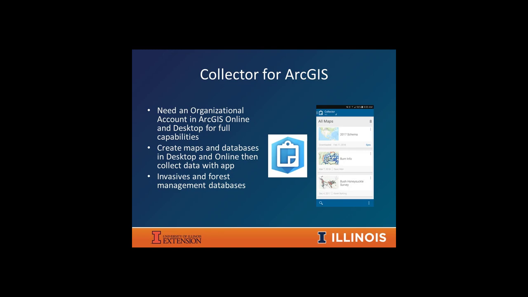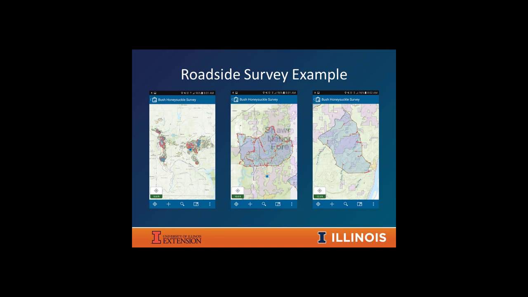So we've been using these in Southern Illinois for invasive species and forest management databases, and we're having some success with that. The really neat thing about this is that once that's uploaded into this online database, again, it's shareable across agencies and organizations. One example that we have is we put together a basic database for bush honeysuckle roadside surveys. And we made it pretty simple so that we could collect the data while we're driving down the road. You just have to tap a few buttons for each location that we found it.